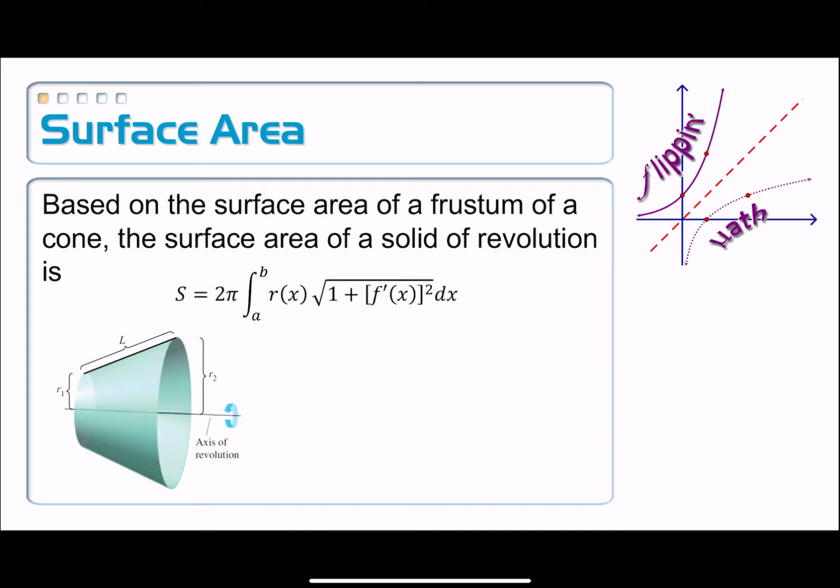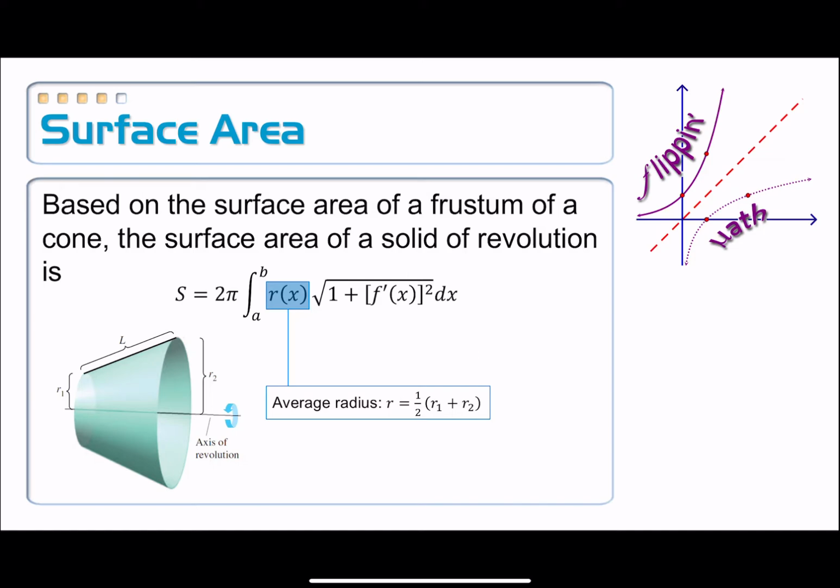And here's what the integral looks like. S for surface area, we got a 2 pi times a definite integral of this r of x function. R of x, as we're going to see, is technically the average radius, and we're going to interpret that as our function's distance away from our axis of revolution. In most cases, that's just going to be our function, right?